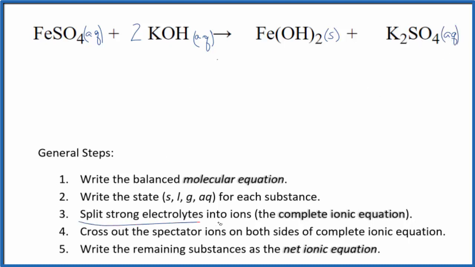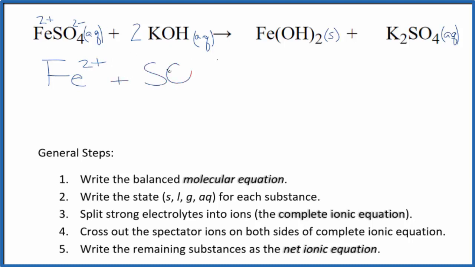Now we can split the strong electrolytes into ions, and that'll give us the complete ionic equation. Iron's a transition metal. We don't know its charge, but the sulfate ion, the whole thing, 2 minus. Good one to remember. So iron 2 plus. So we have the iron 2 ion, Fe2 plus. I won't write the states. Let's write those at the end.